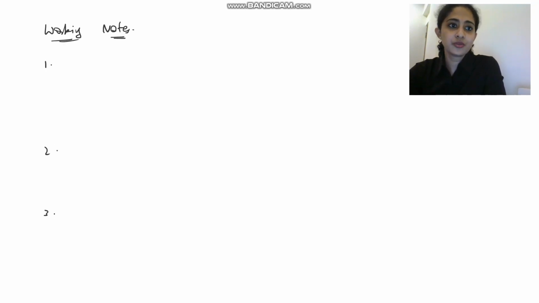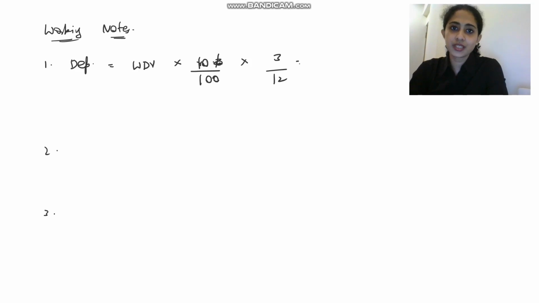For example, if you need to calculate depreciation, you have the cost or the written down value, I'll say written down value, into the rate. Say it is 10%. I'm just giving an example. Number of months, for example, 3 months. So you have to show this separately. You will not have space to show this in the main account format. So you have to show this separately.